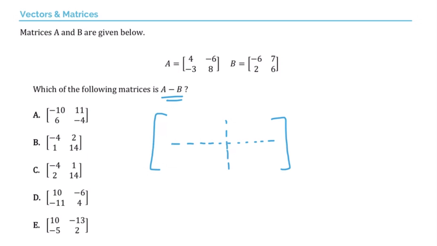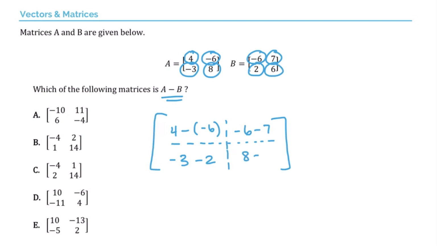So what you're going to do is in the upper left quadrant, you're going to do the number from matrix A, 4, minus the number in the upper left from matrix B. Then you're going to do upper right minus upper right. So that's just -6 minus 7. Lower left minus lower left is -3 minus 2. Lower right minus lower right is 8 minus 6. So if this question had asked us to do matrix A plus matrix B, then those numbers just would have been 4 plus the -6, or -6 plus 7, or -3 plus 2, or 8 plus 6, right?